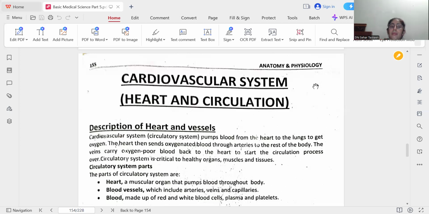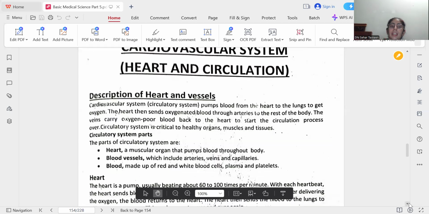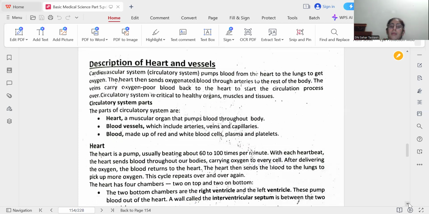Circulatory system parts. The parts of the circulatory system are the heart, a muscular organ that pumps blood throughout the body; blood vessels, which include arteries, veins, and capillaries; and blood, made up of red and white blood cells, plasma, and platelets. The heart is a pump usually beating about 60 to 100 times per minute. With each heartbeat, the heart sends blood throughout our bodies, carrying oxygen to every cell. After delivering the oxygen, the blood returns to the heart. The heart then sends the blood to the lungs to pick up more oxygen. This cycle repeats over and over again.